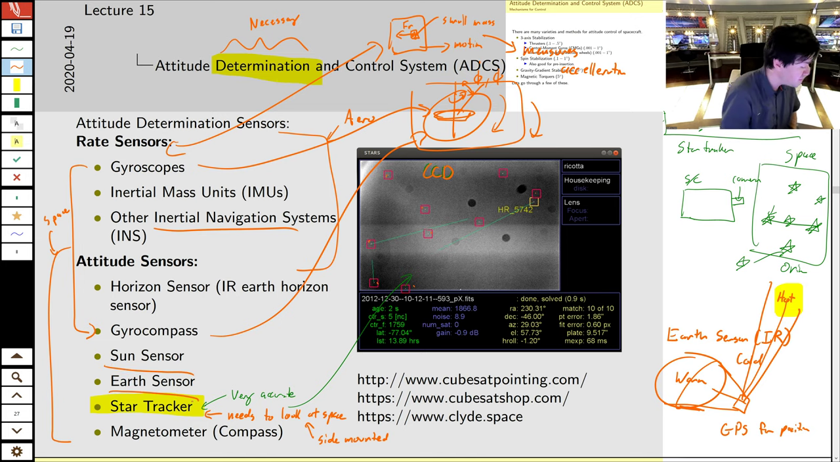Did the Earth tracker. The Earth tracker, I talked really about the Earth IR horizon sensor. You can get more sophisticated with the Earth trackers.